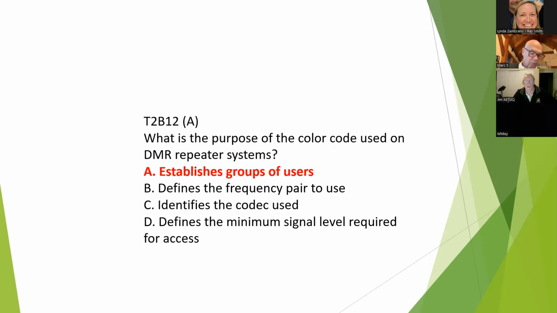And this is another DMR question. What's the purpose of the color code used in DMR repeater systems? And again, this is part of the programming that goes into the DMR radio, the code plug. It's basically similar to the codes that we talked about on repeaters. It's in the program that tells the repeater which groups you want to go to, or how to identify groups you want to go to. So it establishes groups within the programming. Groups is the thing to remember there.